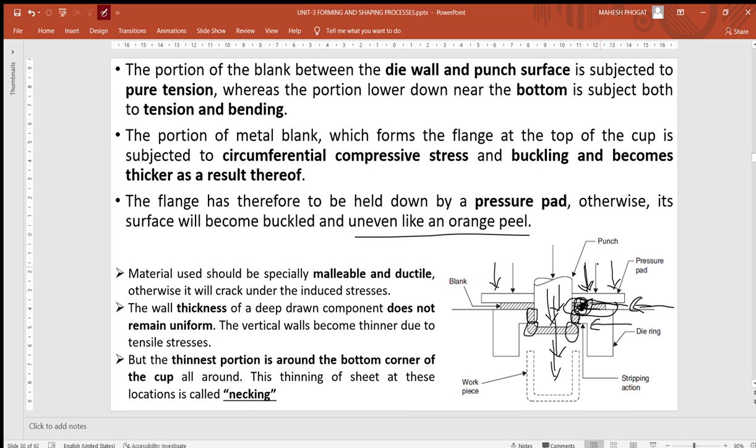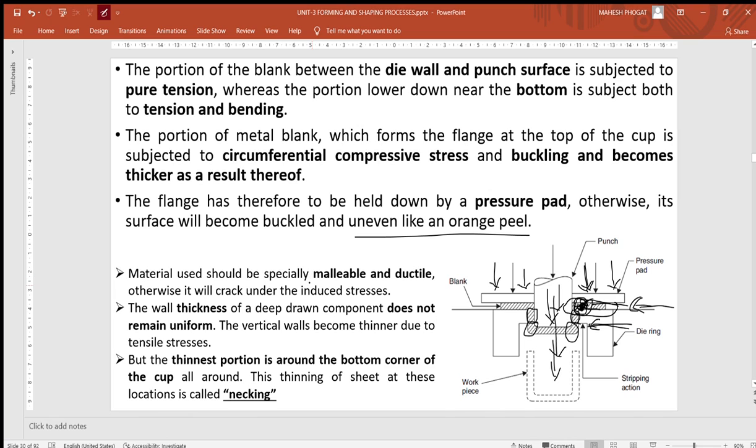Obviously the blank holder force should not affect the flow of the blank here. This is again the most important thing. Otherwise, the component will not be deep drawn. If the blank holder force is very high and it is not allowing the material to flow, then also there is a problem. So you need a compromise force which will grip it, will not allow it to buckle, and apart from that will allow it to flow so that your workpiece will be generated.